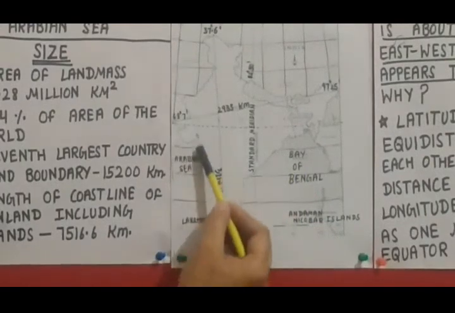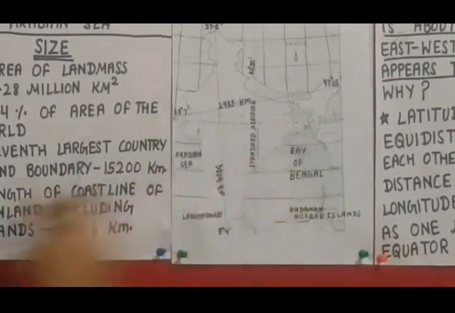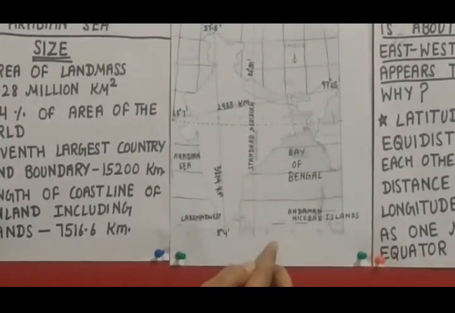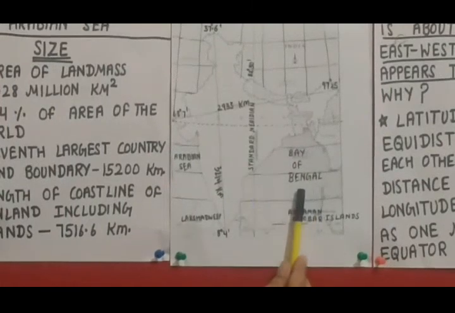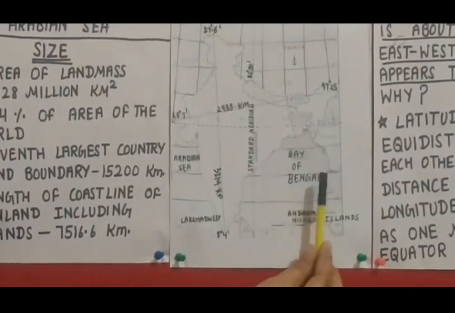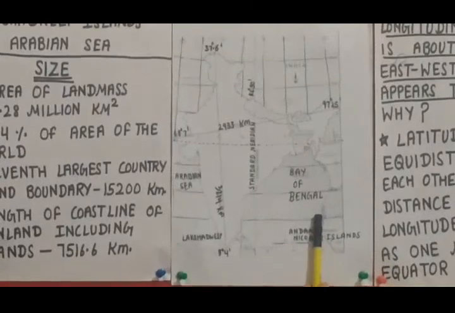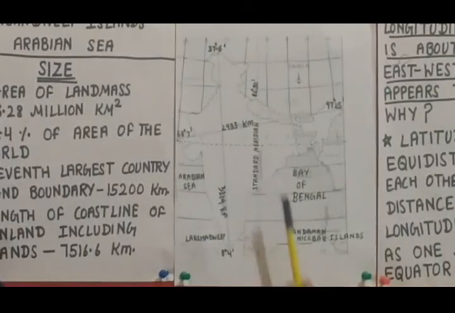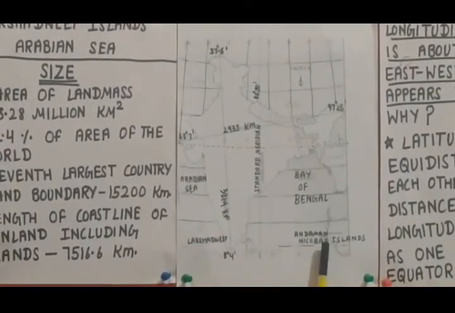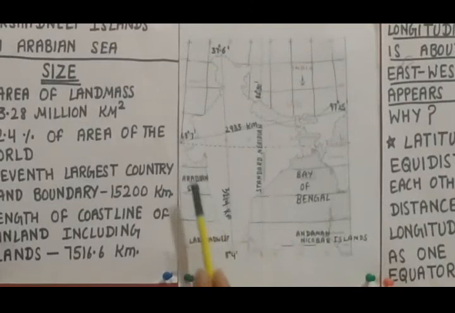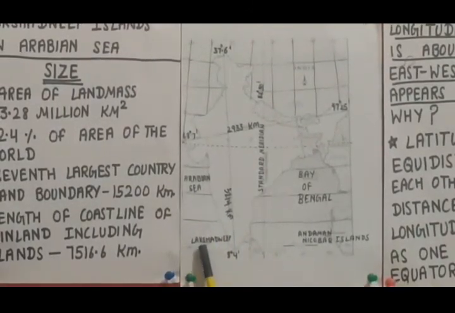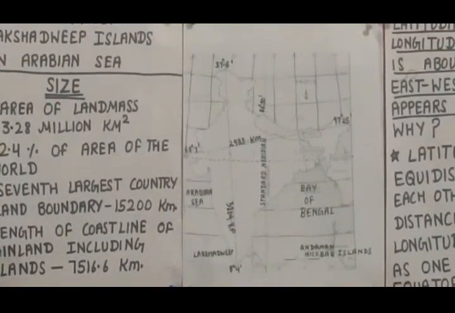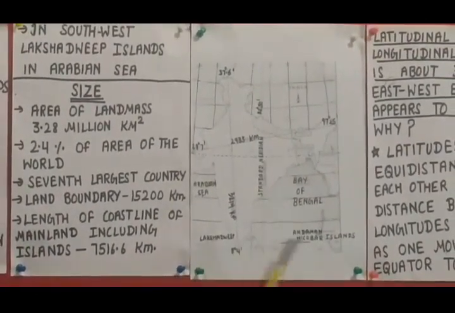Now the other thing, if you see this map, India's southern part is tapering, it is becoming narrower like this, and it divides the Indian Ocean into two parts. The eastern part is known as the Bay of Bengal and the western part is known as the Arabian Sea. In the southeast there are the Andaman and Nicobar Islands, and in the southwest in the Arabian Sea there is the Lakshadweep Island. So many things we came to know from this map.